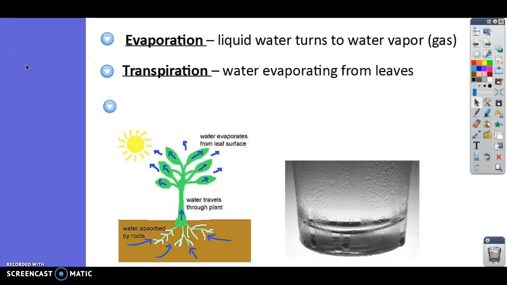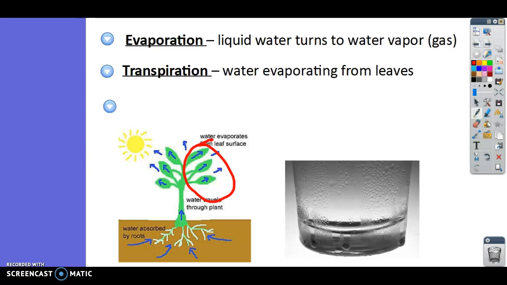Now, another type of evaporation, this might be a new word for you, is called transpiration. This is when water evaporates from leaves of plants. So you guys know plants need water. They take in water through their roots, but some of that water is lost through little tiny holes in their leaves. Now you can't see these holes unless you look under a microscope. But these little holes are the same holes that let in carbon dioxide so that the plant can do photosynthesis.